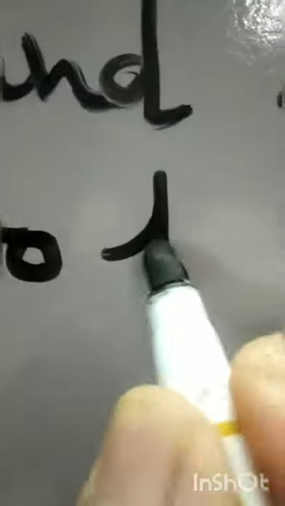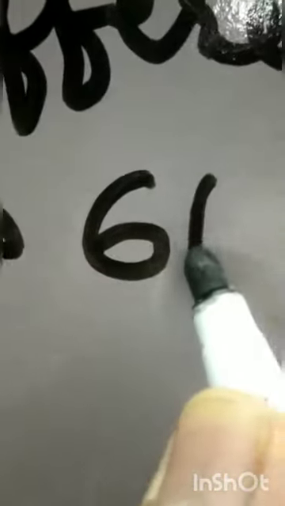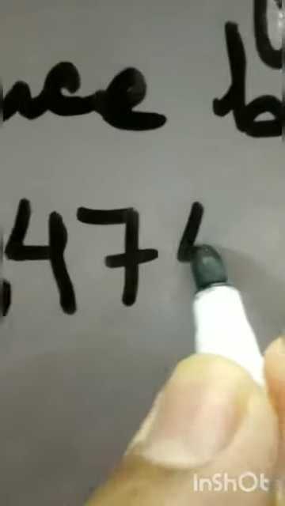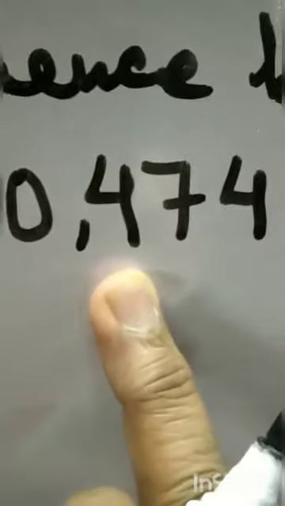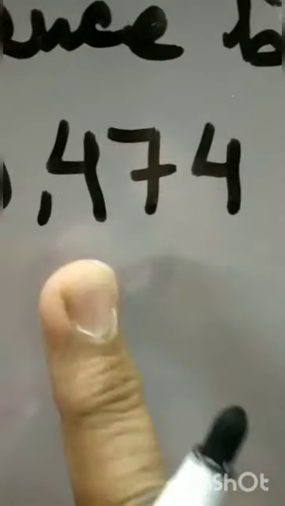2 4s in 60,474. So see, the first 4 is in which place? Hundreds place. The first 4 is in the hundreds place and the second is in the ones place.